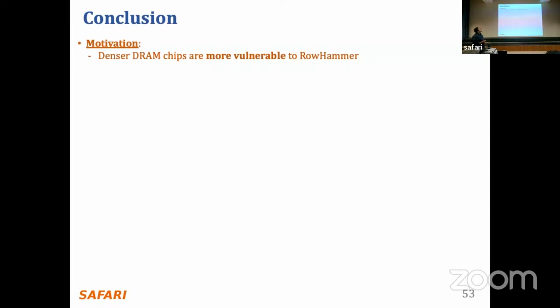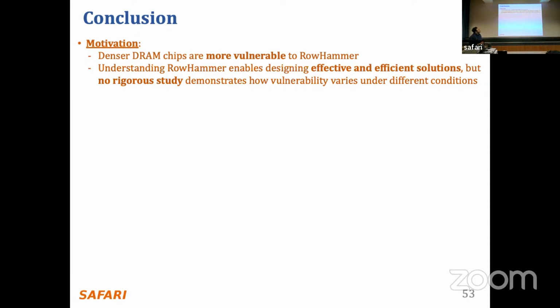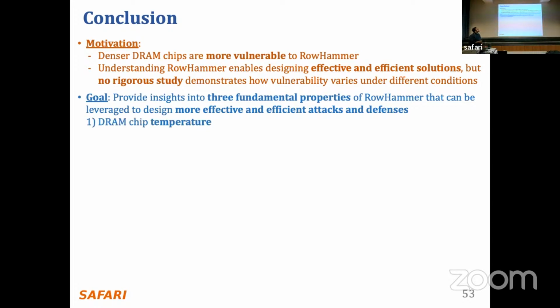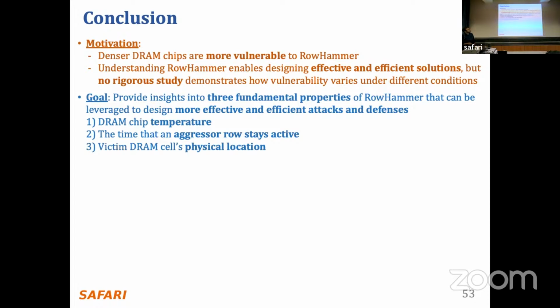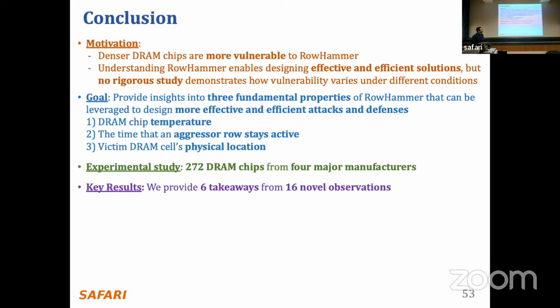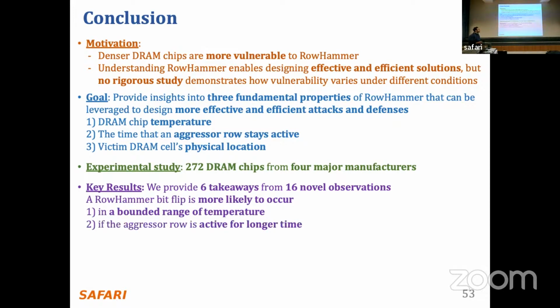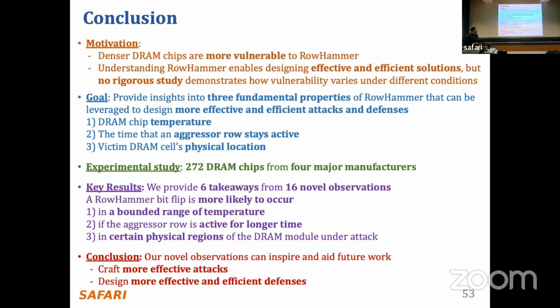To conclude, our motivation was that RowHammer vulnerability increases over generations of denser DRAM chips, and we need a better understanding to find effective and efficient solutions. But there was no rigorous study demonstrating RowHammer vulnerability under different conditions. In this study, we looked at DRAM chip temperature, aggressor row active time, and DRAM cells' physical location on 272 DRAM chips from 4 major manufacturers. We show that a RowHammer bit flip is more likely to occur in a bounded range of temperature, if the aggressor row is active for a longer time, and in certain physical regions of the DRAM module under attack.